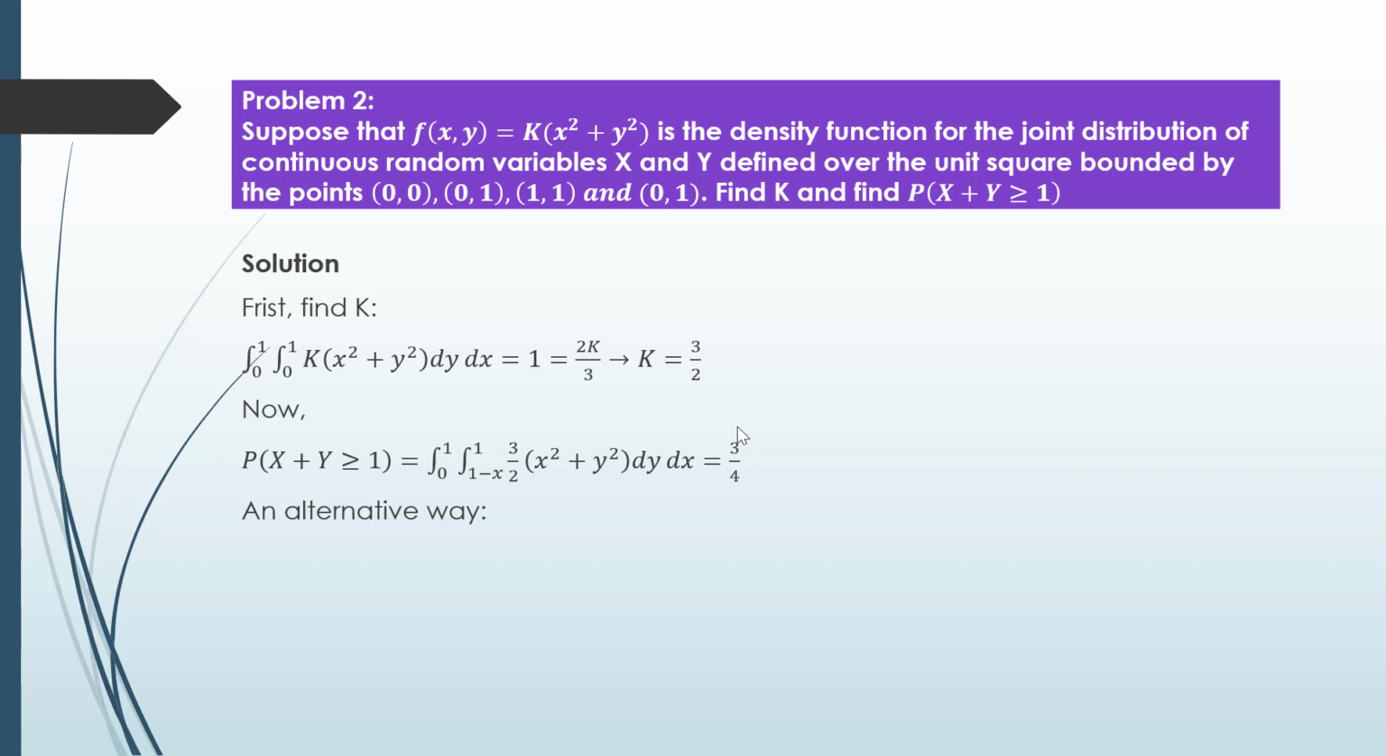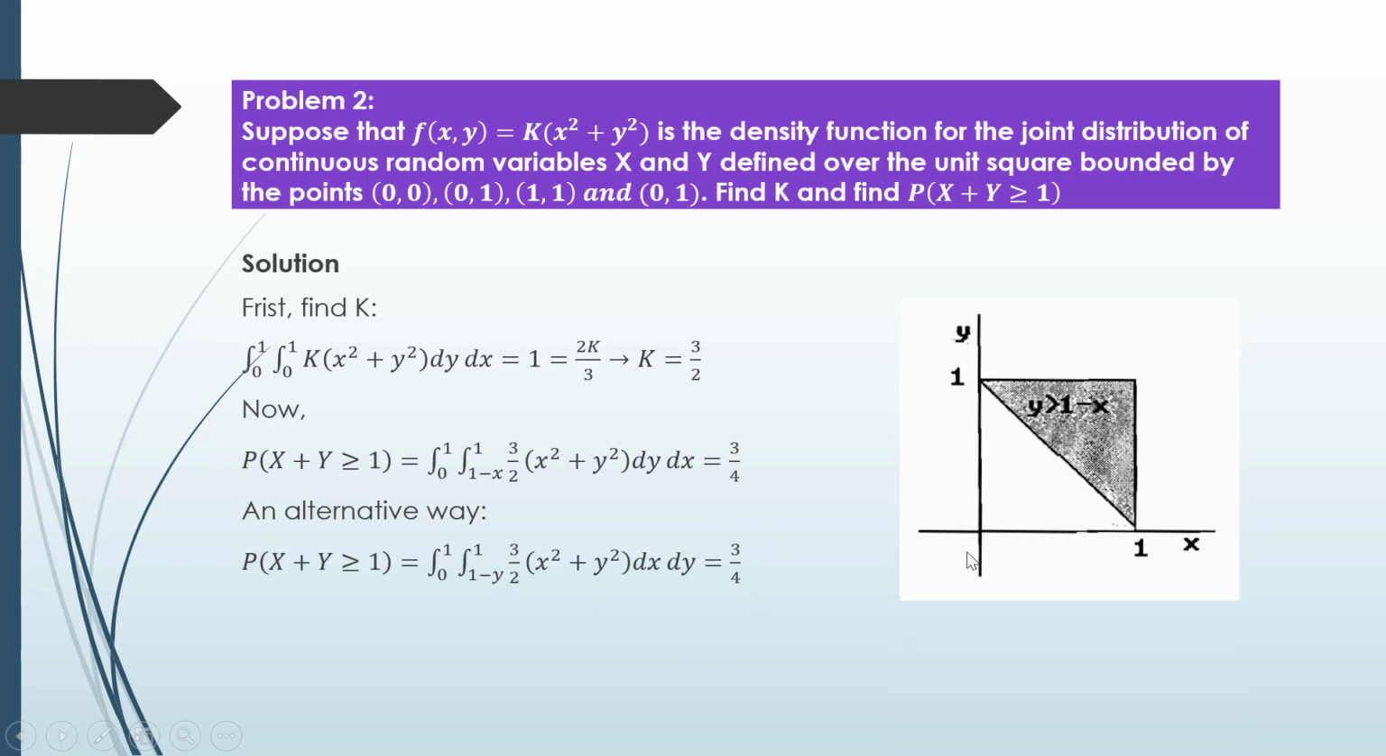An alternative way to work on this question is to use the second type of integral. So we are going to keep y fixed and write x in terms of y. So the probability that x plus y is greater than 1 is: y goes from 0 to 1 and x goes from 1 minus y to 1 because x here is greater than 1 minus y. And also working on this integral, we got the same answer, 3/4.